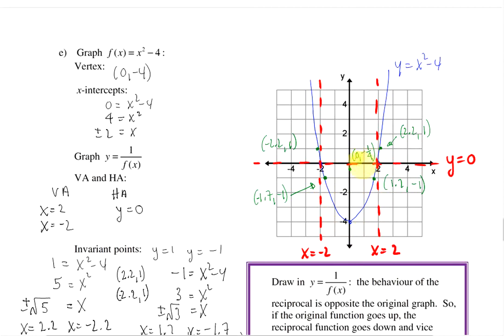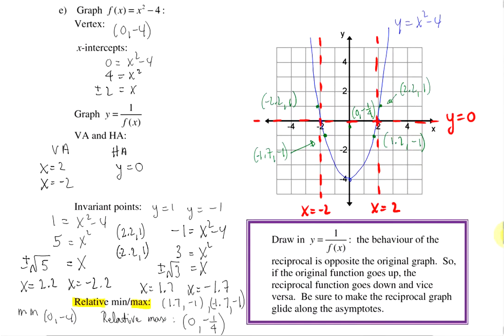All right, so now we're going to graph in our reciprocal graph. The behavior of our reciprocal graph is opposite the original graph. So if the original function goes up, the reciprocal function goes down, and vice versa. Be sure to make the reciprocal graph glide along your asymptotes. All right, so we're going to start with the part below the x-axis. It's the easiest part. If you take a look at the graph of our original function under the x-axis, it's a parabola that opens up.